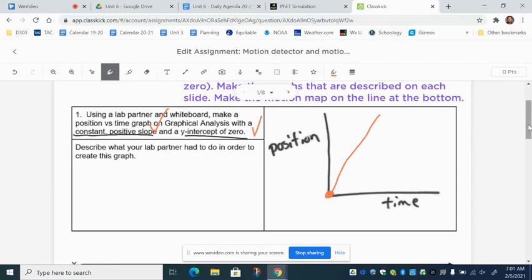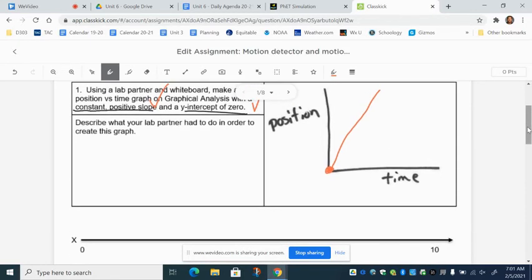Now, the next thing is to take that and make a motion map of that. So this motion map, you guys watched the Ed puzzle on this the other day. The motion map is looking at the y-axis, but putting it horizontally. So over here is position 0. Over here is position 10 meters, 0 meters, and 10 meters. So what we're going to do is put little dots and little arrows to show where that moving man was at those points.